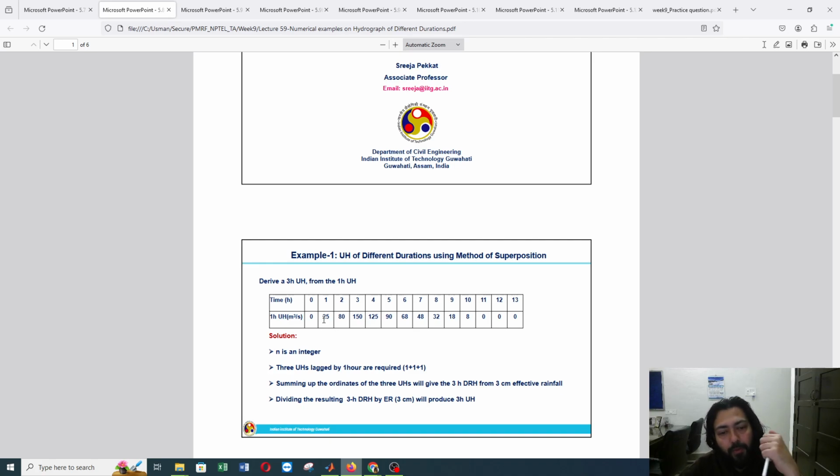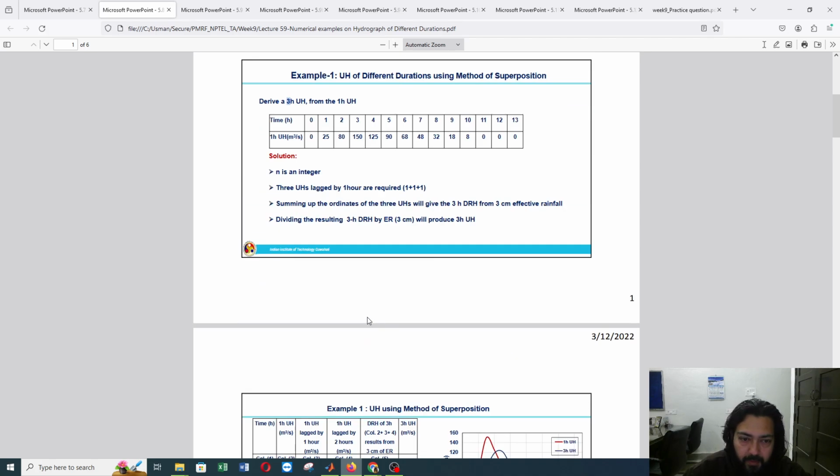So what we are going to do is take a lag. Since they have asked us to derive a 3R unit hydrograph, we have to take a lag. How much lag? Till we reach 3R. So first we plot time and the 1R unit hydrograph. Then we take a lag of 1R, right? That means these ordinates will shift by 1R. Then again we take another lag of 1R, right?